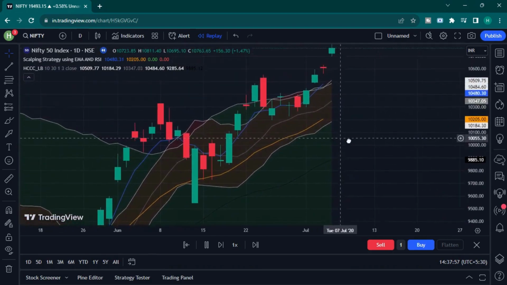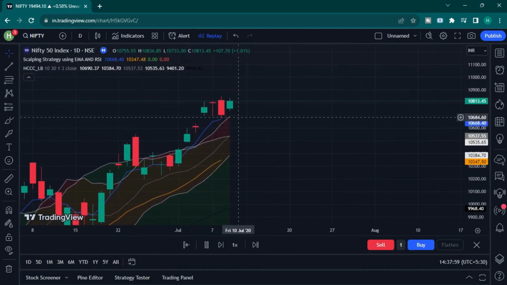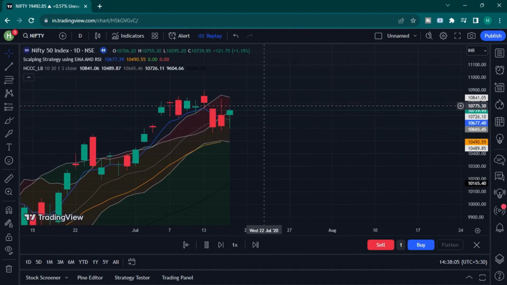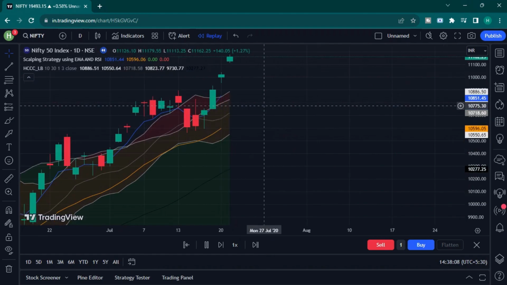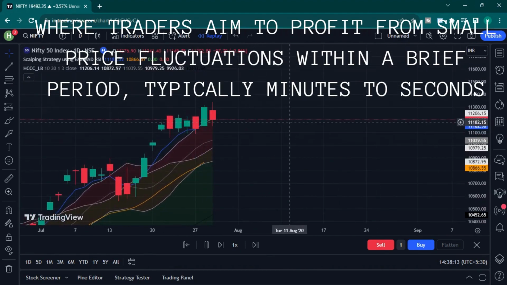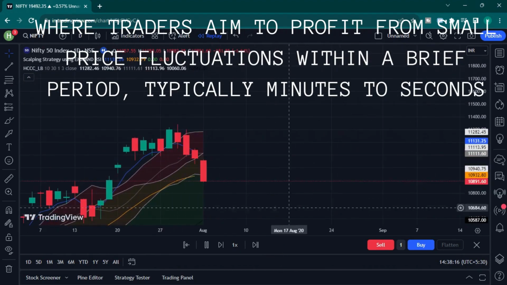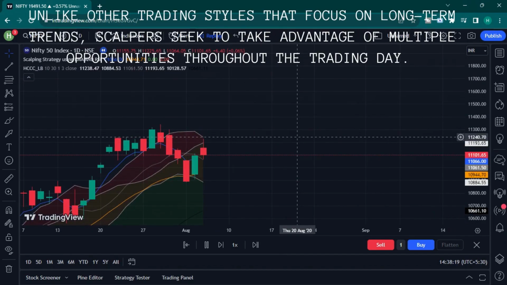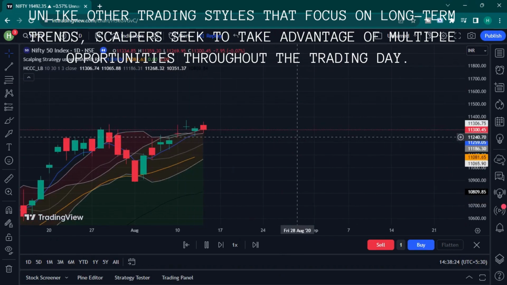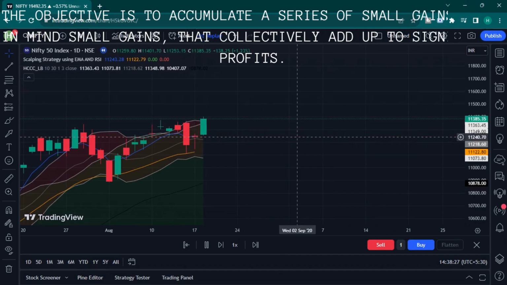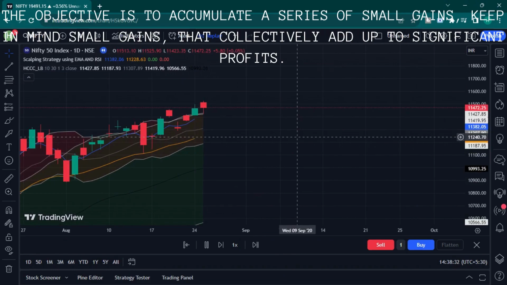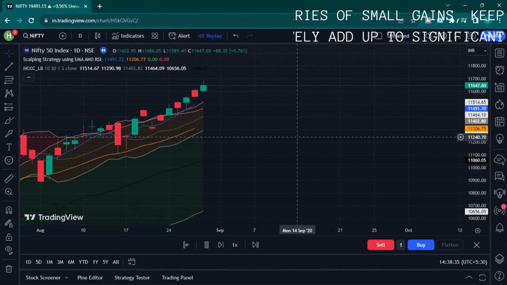With ProfitSpeed. By the end of this video, you will be having an indicator for scalping which gains profits for you. So before knowing the indicator, you need to know what is scalping and the rules of scalping. Scalping is a short-term trading strategy where traders aim to profit from small price fluctuations within a brief period, typically minutes to seconds. Unlike other trading styles that focus on long-term trends, scalpers seek to take advantage of multiple opportunities throughout the trading day. The objective is to accumulate a series of small gains, keep in mind small gains, that collectively add up to significant profits.